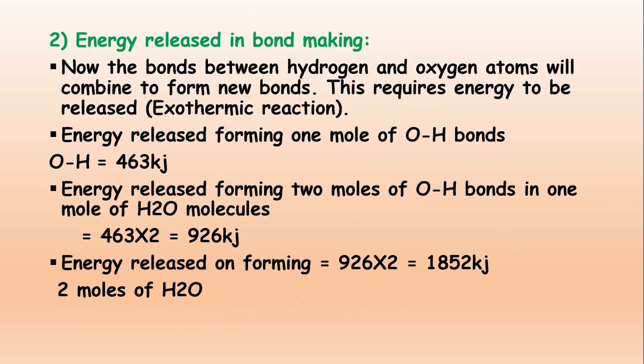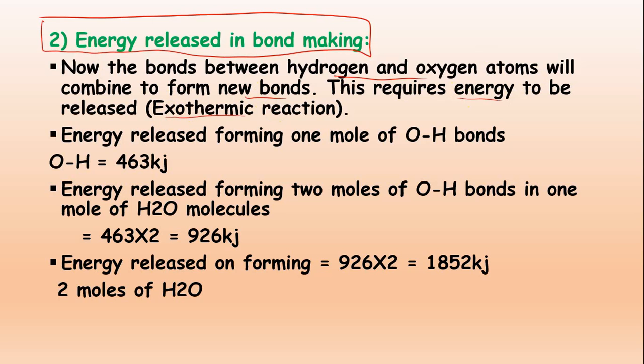Now we will calculate the second step, that is the energy released in bond making, which will be exothermic. Now the hydrogen and oxygen atoms will combine to form new bonds, and this requires energy to be released, and in this way we can say that it is exothermic.